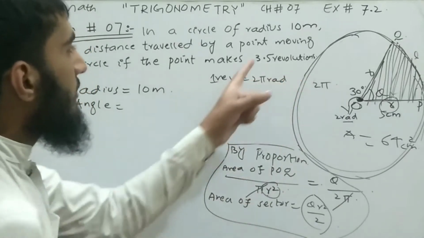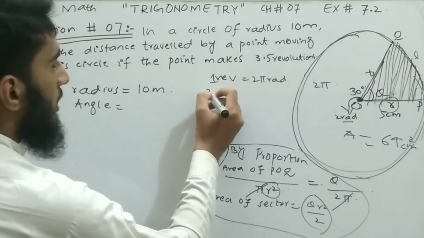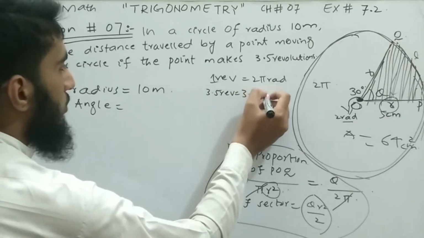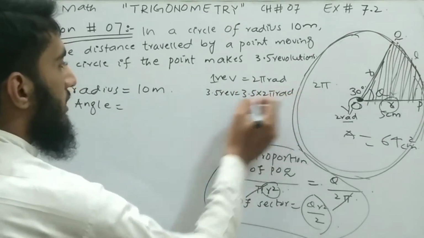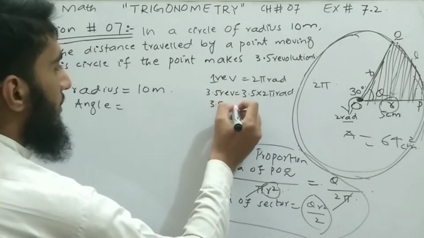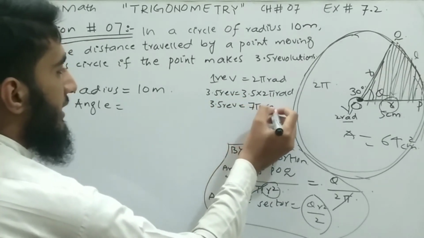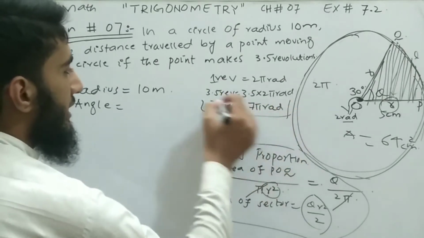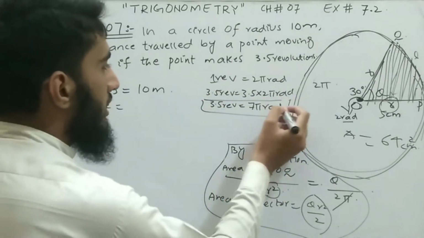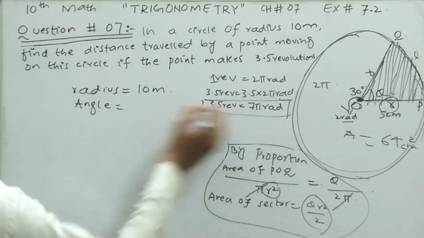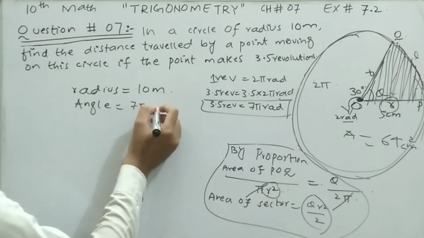And we are given 3.5 revolution. So multiply 3.5 to both sides. So 3.5 revolution will be 3.5 multiply 2π radian. So 3.5 multiply 2 will give us 7π radian. So in radian it is equal to 7π radian, because radian is actually the standard unit. So over here the angle is actually 7π radian. So put it over here, 7π radian.